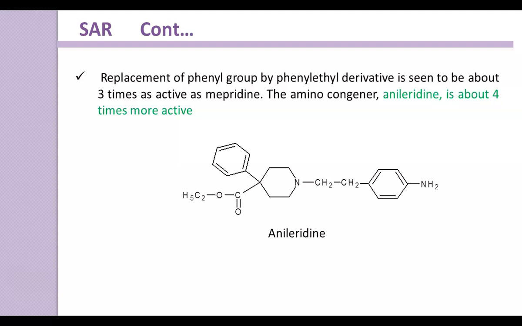Next, replacement of the methyl group by phenylethyl derivatives is seen to be about 3 times as active as meperidine, and the anilino ester like anileridine is about 4 times more active. Here is the structure of anileridine, which has a very good analgesic action. So it is an amino ester. Here look at the presence of this amino group.